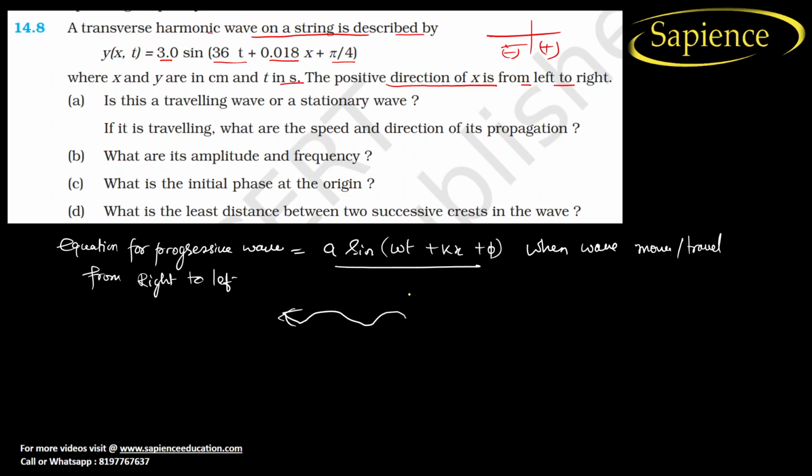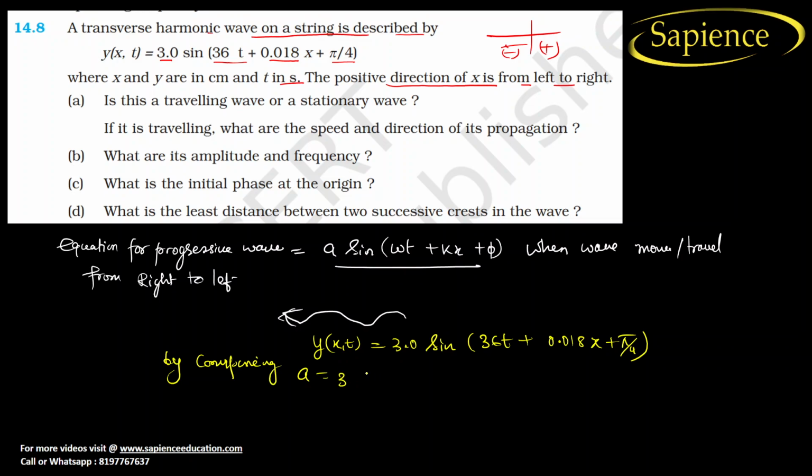If we compare the given equation y(x,t) = 3.0 sin(36t + 0.018x + pi/4) with the above equation, we get amplitude A equal to 3 centimeter, k equal to 0.018, and phi equal to pi by 4.